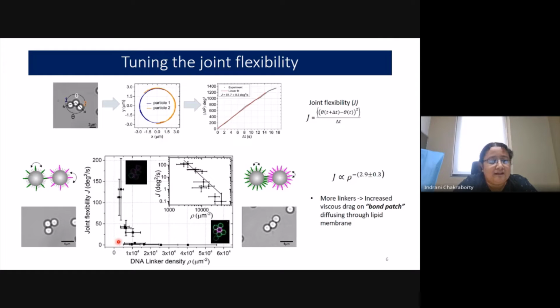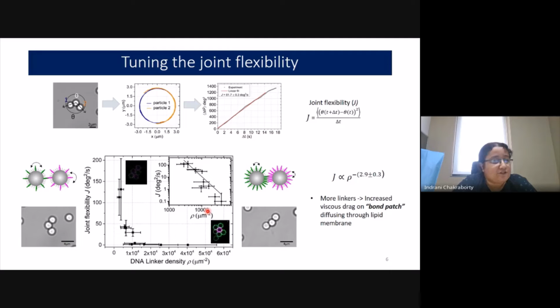At very low values of the linker density, less than about 1,000 linkers per micrometer square, the probability for bonding between the particles is negligible. At linker densities higher than this, we find that the joints gradually stiffen up, and above about 10,000 linkers per micrometer square, the joint functionality is almost lost, as you see that this is a very inflexible cluster. So the optimal window to get joint flexibility as well as ensure a large number of bonded particles lies in quite a narrow range. From the log-log plot of the joint flexibility versus the linker density, we see that the joint flexibility varies as 1 by rho cubed, where rho is the linker density. So it is quite a sharp fall.